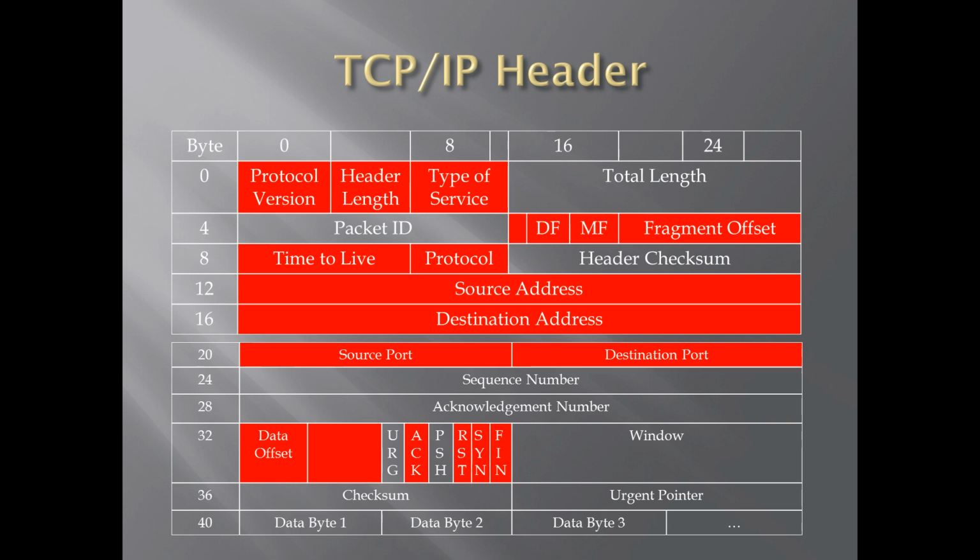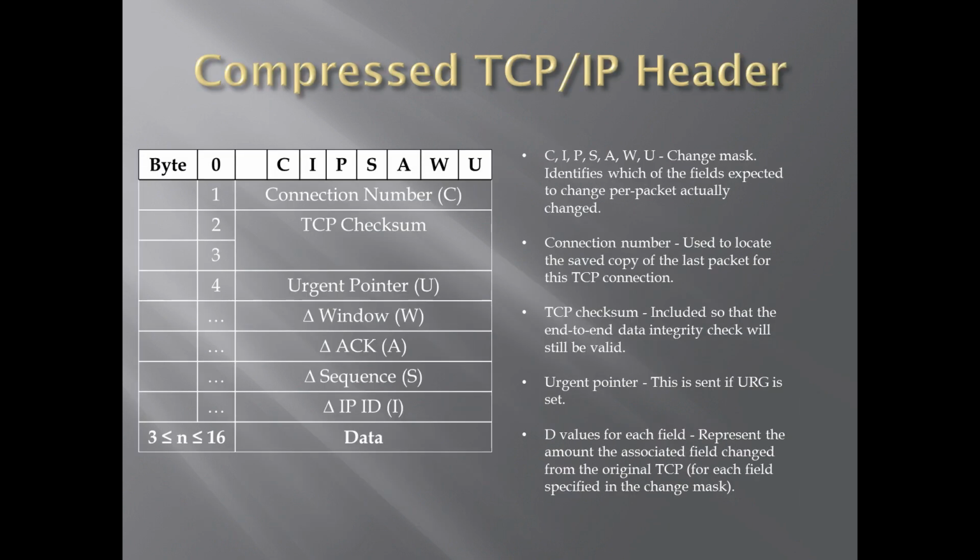As a result, you can compress all this data down into this header. This is the compressed TCP/IP header. As you can see, it ranges between 3 and 16 bytes long. Some of the important items to note are the connection number, the TCP checksum, and then the values with a delta next to them simply indicate that they are only sent when changed. And instead of sending the raw data, they send the difference.